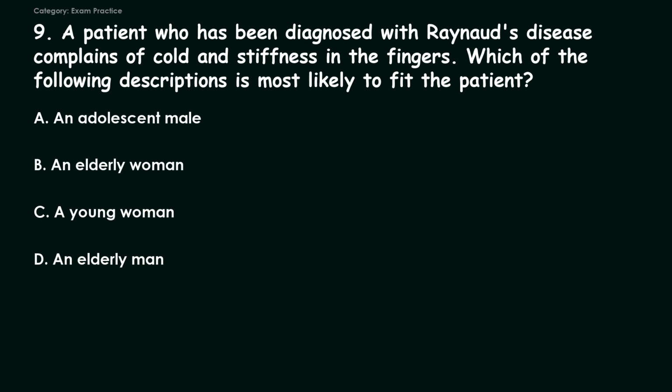Question 9. A patient who has been diagnosed with Raynaud's disease complains of cold and stiffness in the fingers. Which of the following descriptions is most likely to fit the patient? Option A, an adolescent male. Option B, an elderly woman. Option C, a young woman. Option D, an elderly man.